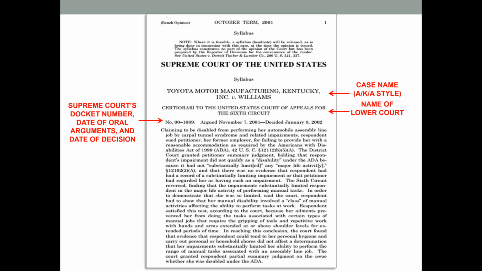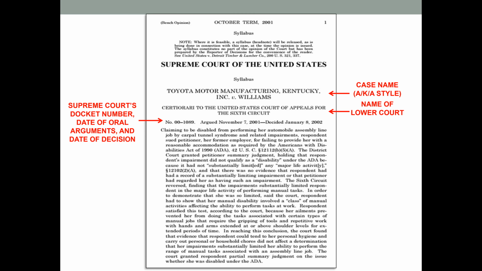First, we have the docket number that the U.S. Supreme Court assigned to this case when it was first filed in the form of a petition for review in the United States Supreme Court, and that is number 00-1089. 00 refers to the year of its original filing in the U.S. Supreme Court, that is 2000. And 1089 means that this case was the 1089th case filed in the Supreme Court in 2000.